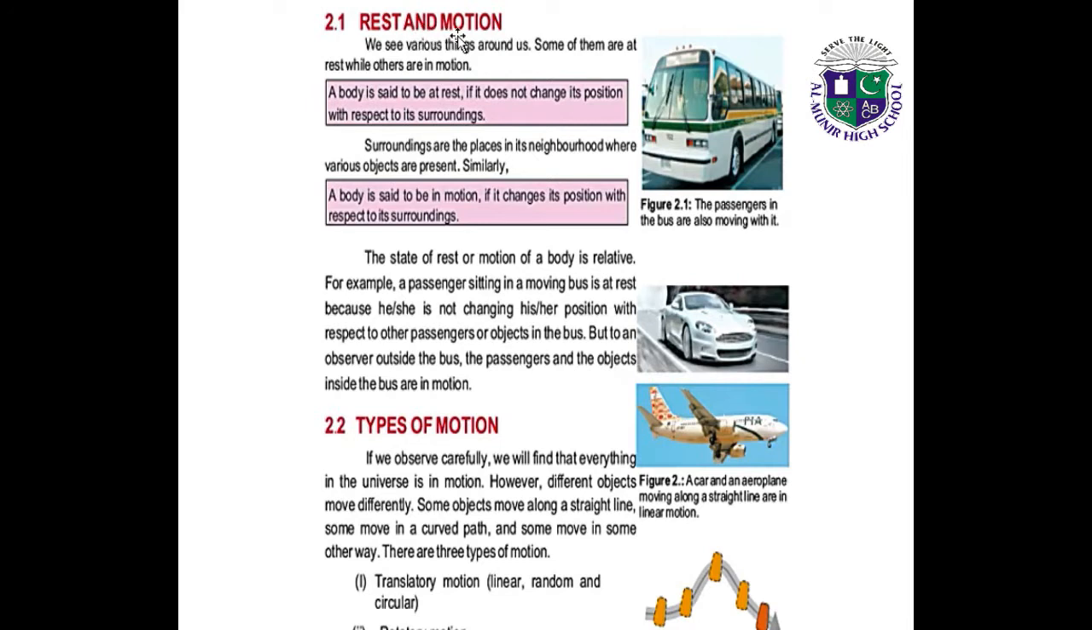What is rest? What is motion? A body is said to be at rest if it does not change its position with respect to its surrounding, and a body is said to be in motion if it changes its position with respect to its surrounding. Look at the example. A passenger sitting in a moving bus is at rest because he or she is not changing his or her position with respect to other passengers or objects in the bus. But to an observer outside the bus, the passengers and the objects inside the bus are in motion.